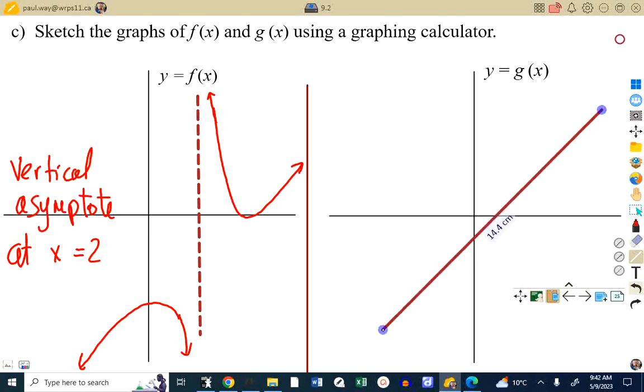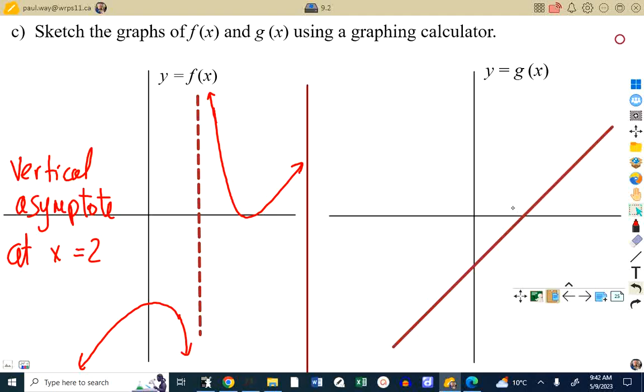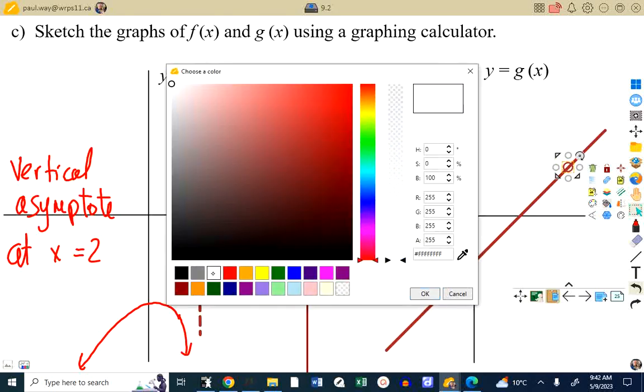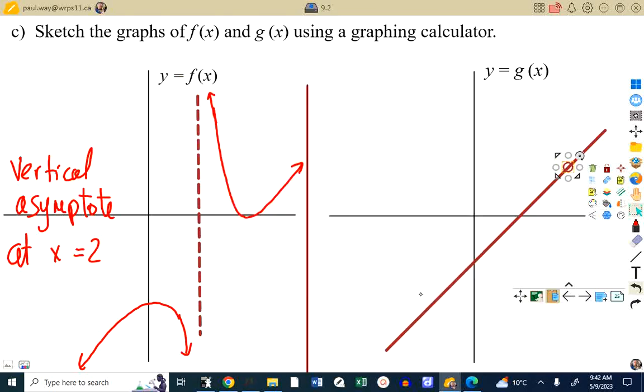The precise details of this line, the fact that it has an x-intercept of, I believe, 1 and a y-intercept of negative 1, is unimportant. But that's not what the graph looks like. The graph looks like this. There we go.